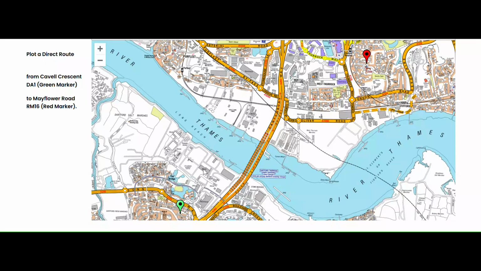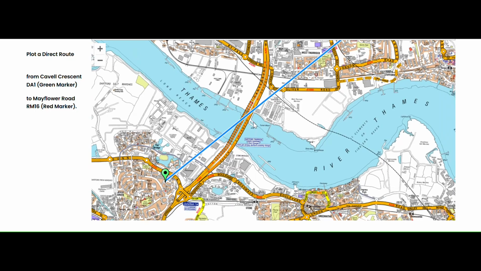What we have here today is another TfL Topographical Route Planning question, and it is also a very important one from an exam perspective. So let's begin. Plot a direct route from Cavell Crescent to Mayflower Road. As always, the first step is to draw a straight line from our green marker to red marker. This line will help us plan our route.